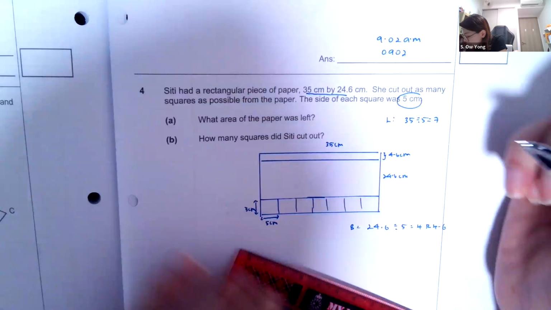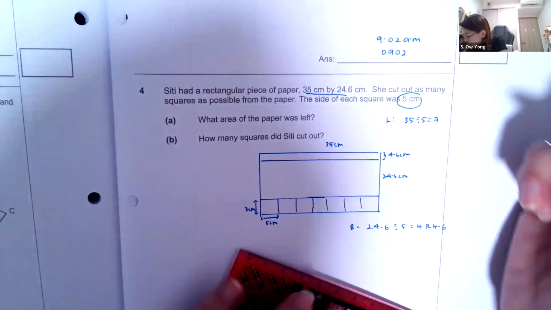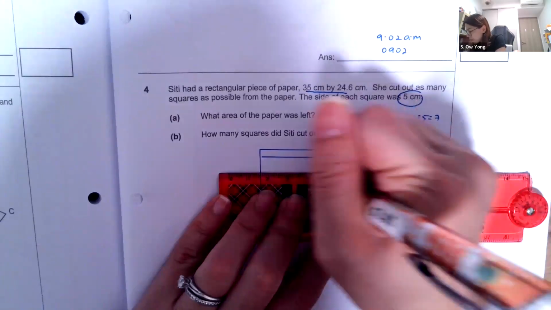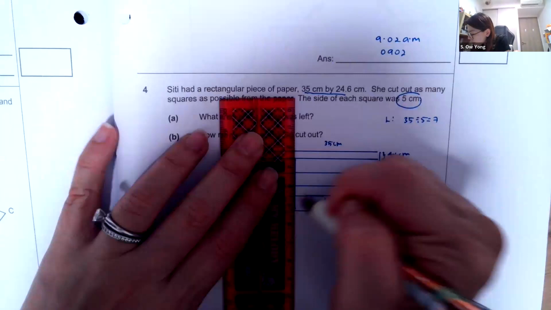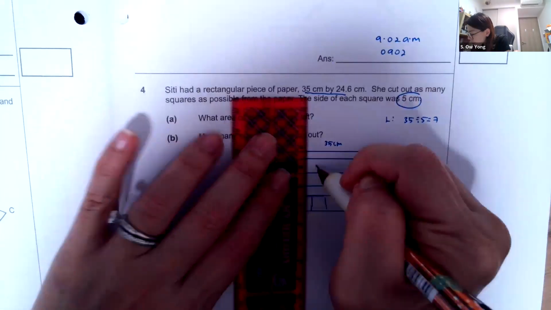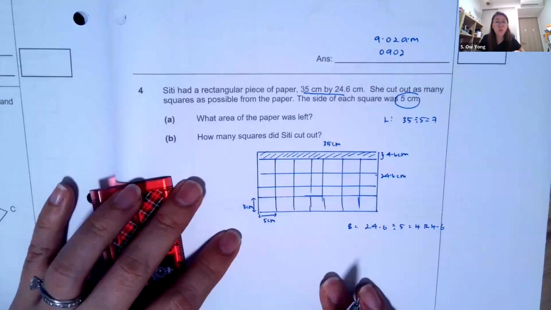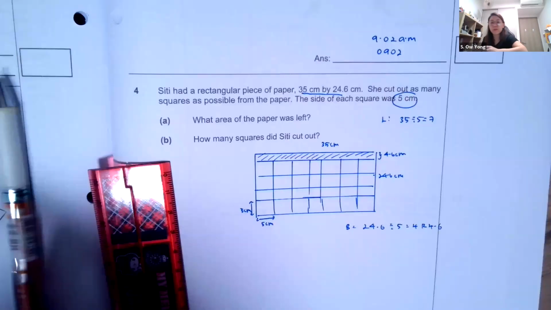Okay, let me show you all. Not drawn to scale. I really can cut 4, but I will have this strip of remainder left. Okay, so now they ask you, what area of the paper was left? Actually, they are referring to this part here. I think this you know.